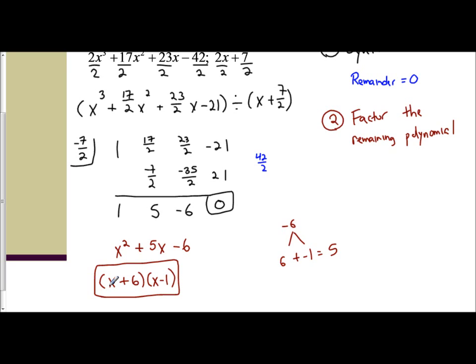So the process is the same. Set up the synthetic division, perform the synthetic division, should get a remainder of 0, take the remaining polynomial, factor it to figure out what are the remaining factors for the polynomial. It's just now we have to create a leading coefficient of 1 for our binomial. So let's look at one more example.